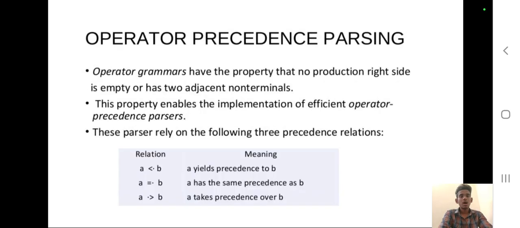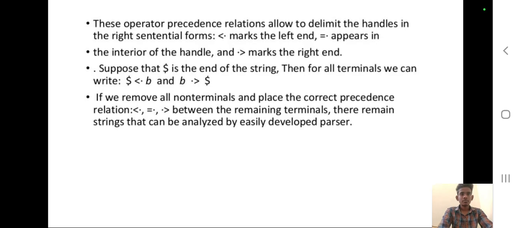Operator precedence parsing. Operator grammars have the property that no production right side is empty or has two adjacent non-terminals. This property enables the implementation of efficient operator precedence parsers. These parsers rely on three precedence relations. These operator precedence relations allow us to delimit the handles in the right sentential forms. Less than marks the left end, equals appears in the interior of the handle, and greater than marks the right end. Suppose that dollar is the end of the string, then for all terminals we can write dollar less than b and b greater than dollar.